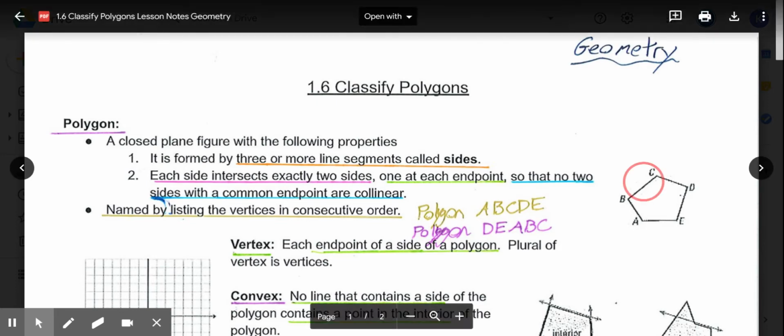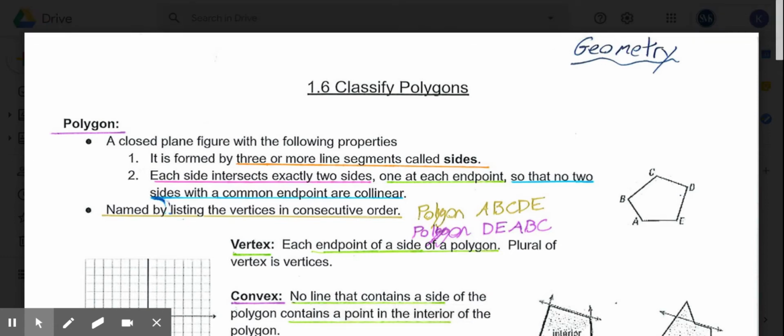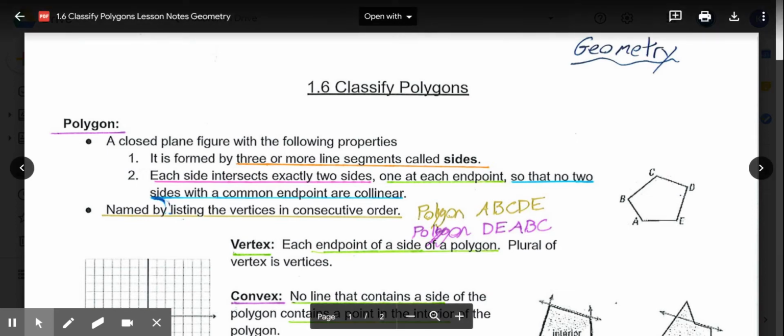So side BC, for example, intersects side CD and BA at the endpoints. And then no 2 sides with a common endpoint are collinear, meaning they're not the same side or they don't lie on top of each other.